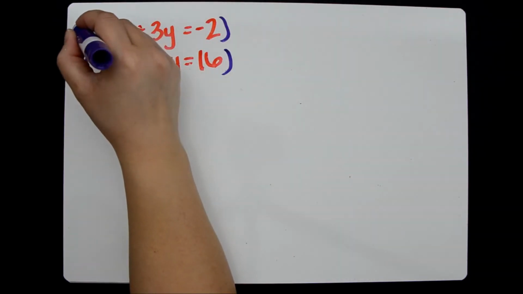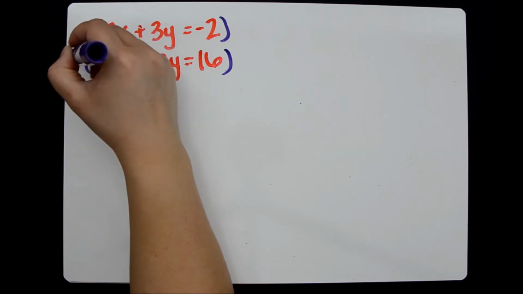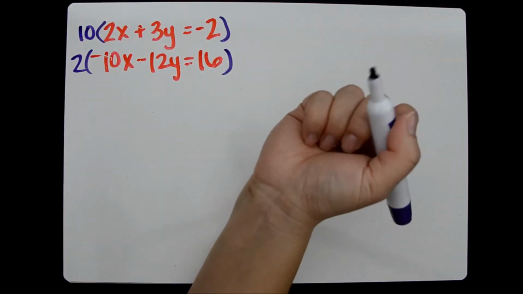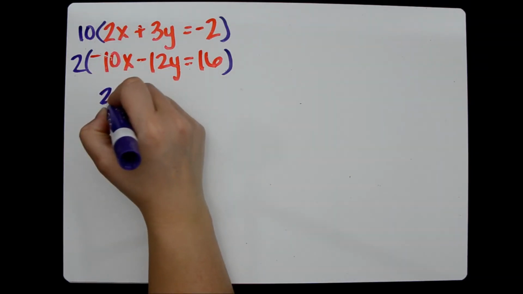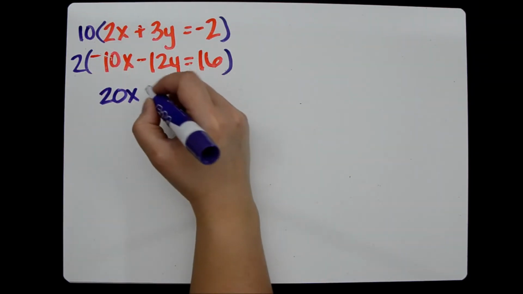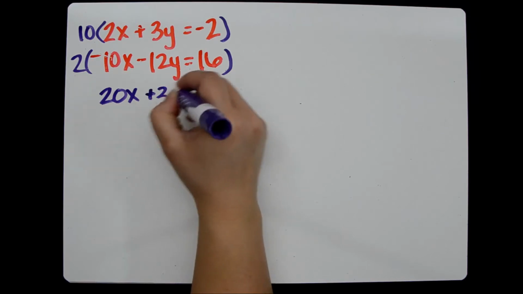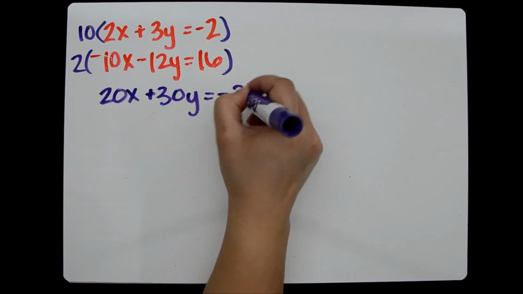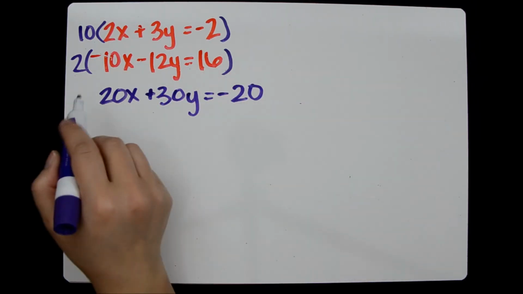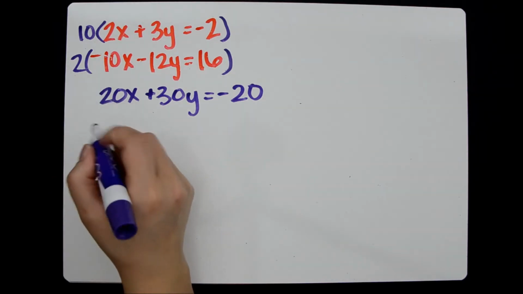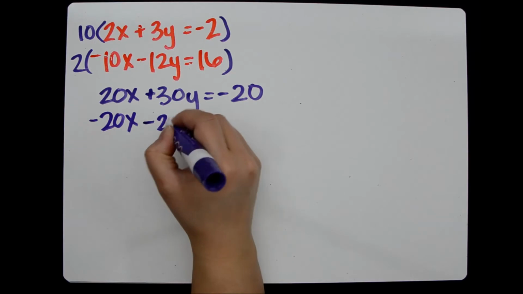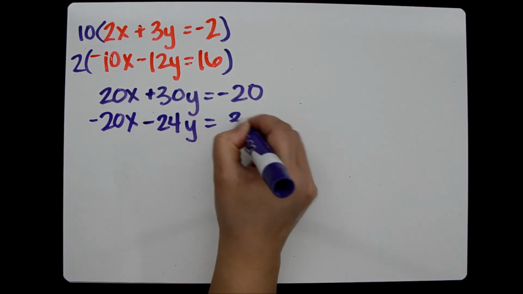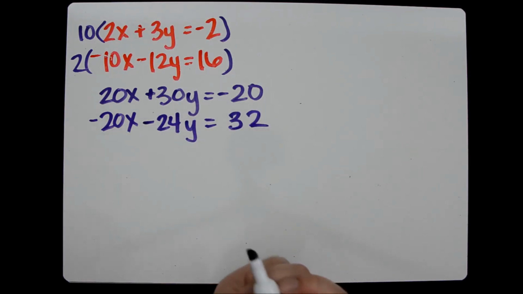And it's easier just looking at the x values. So I'm going to multiply this top equation by 10 and the bottom equation by 2. And I'll fix the signs later if I have to. So here, when I multiply, I get 20x plus 30y is equal to negative 20. And this works out nicely because positive 2 and negative 10 does equal a negative 20x, which is what we needed. And here this becomes negative 24y equals 32.